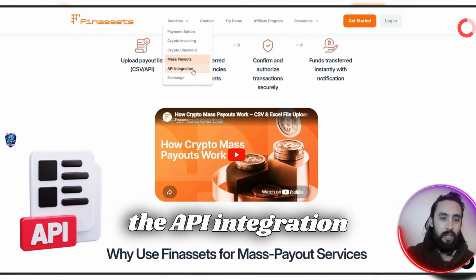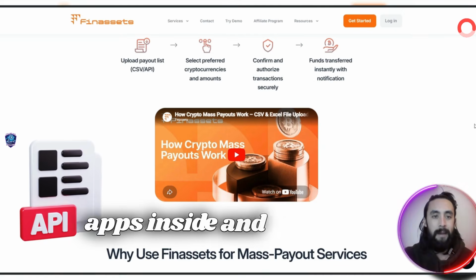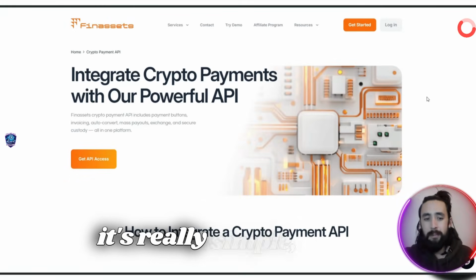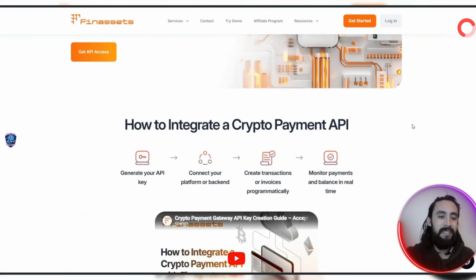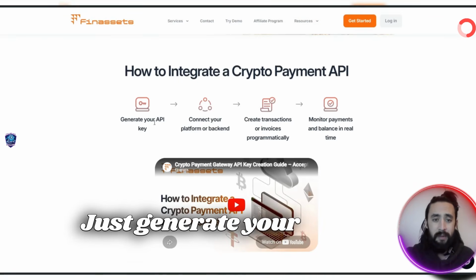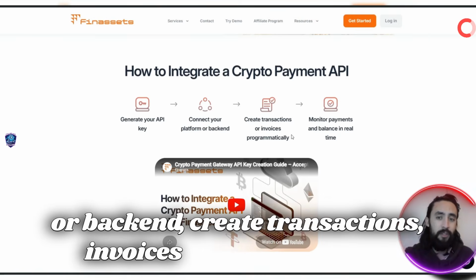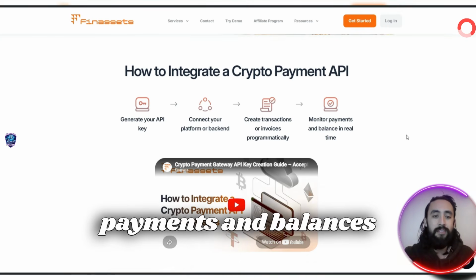There's the API integration, about connecting external apps inside. And then we've also got the exchange here, which is more business to business. It's really simple. Just go ahead and get that API access. It's super easy. Just generate your API key, connect your platform or backend, create transactions, invoices, and then monitor payments and balances in real time.